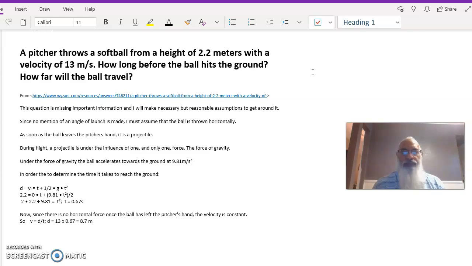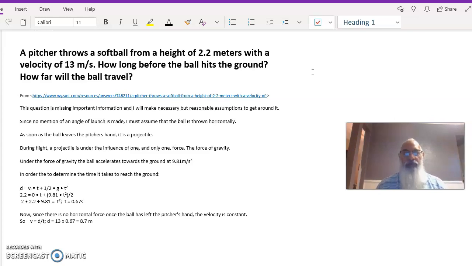Okay, so that assumption we have to make, that it is projected horizontally. Given that, we know a few things. First of all, because it is being projected horizontally, as soon as it leaves the pitcher's hand and it starts to fall under gravity, it will start falling from rest. Of course, it's not at rest, it's moving.